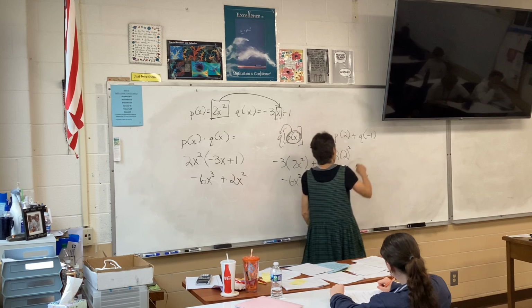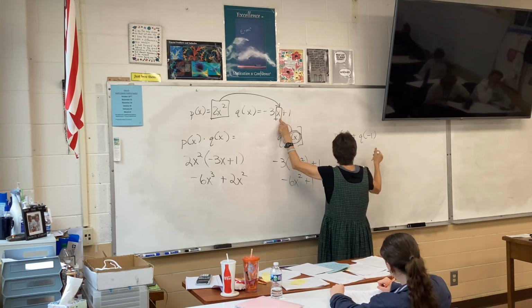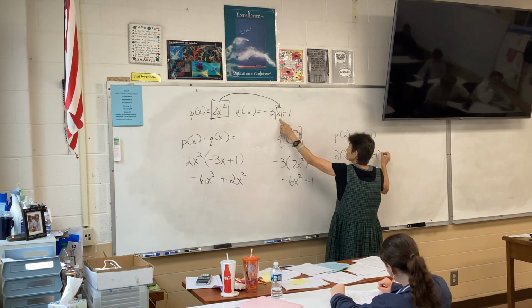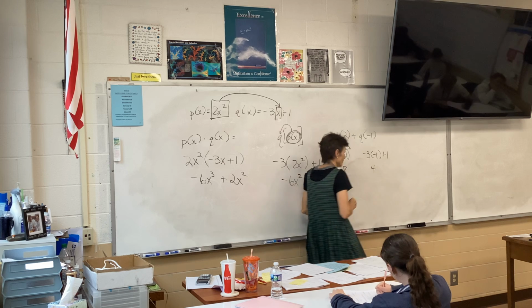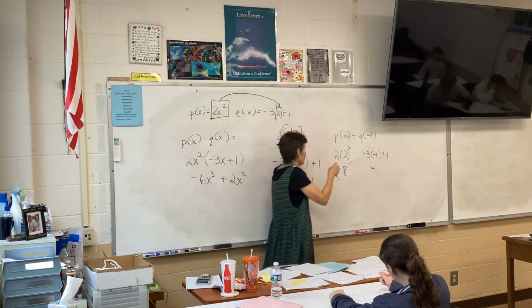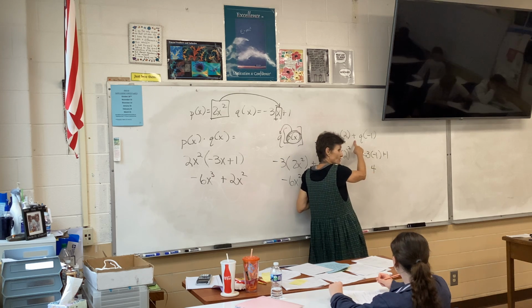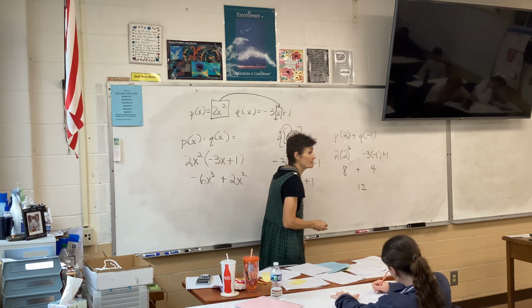All right, now put -1 in the cube. I got 4. Did you get 4? Yep. And then this problem says to take those 2 answers and add them. So the answer is 12.